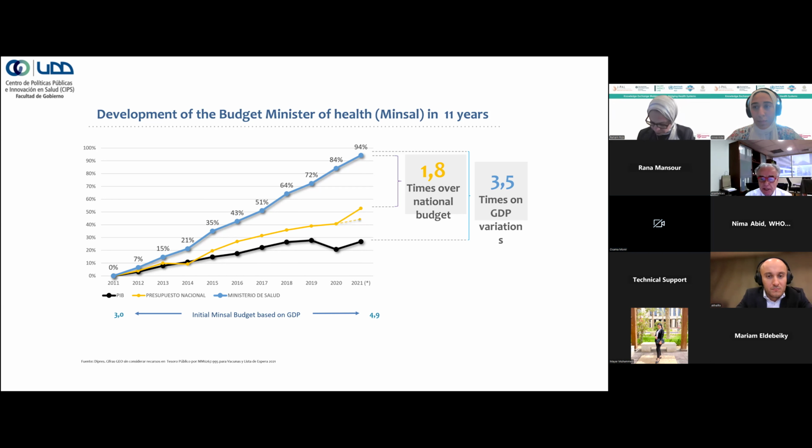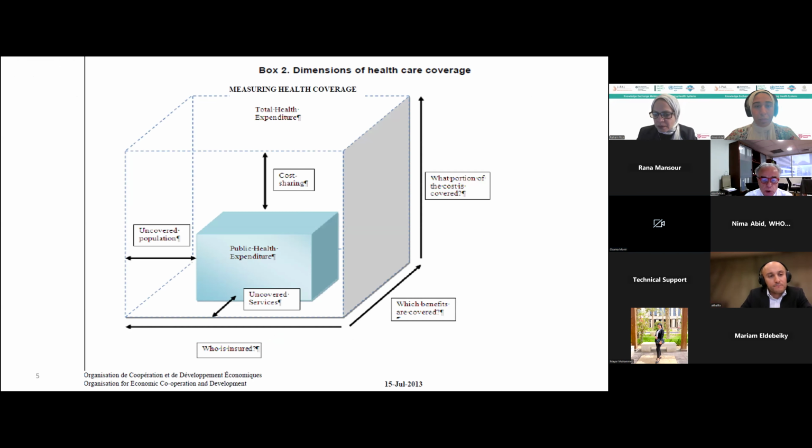3.5 times. That means that every year you need more money to provide a solution for the health of the people. So the challenge for everybody is how we can decide what benefits you can provide in relation to the financial situation. And that's the reason why the necessity to talk about universal coverage appears around the world. What does universal coverage mean? At least we need to establish 3 dimensions in relation to that. One of them is what portion of the costs are covered.